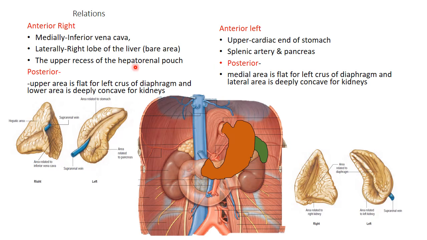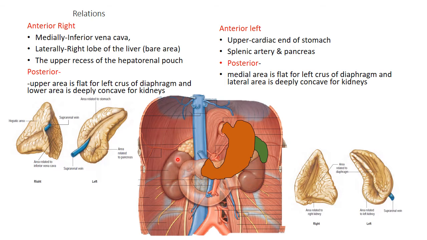Then on the right side, medially, as we can see here, the inferior vena cava is medially related with the suprarenal gland of the right side. Most of the anterior surface is behind the inferior vena cava. So medially it is related with the inferior vena cava, and laterally it is going to be related with the right lobe of liver in the upper part. That area is bare area, but in the lower part there is a peritoneal relation because the uppermost part of the hepatorenal pouch will be related over here.